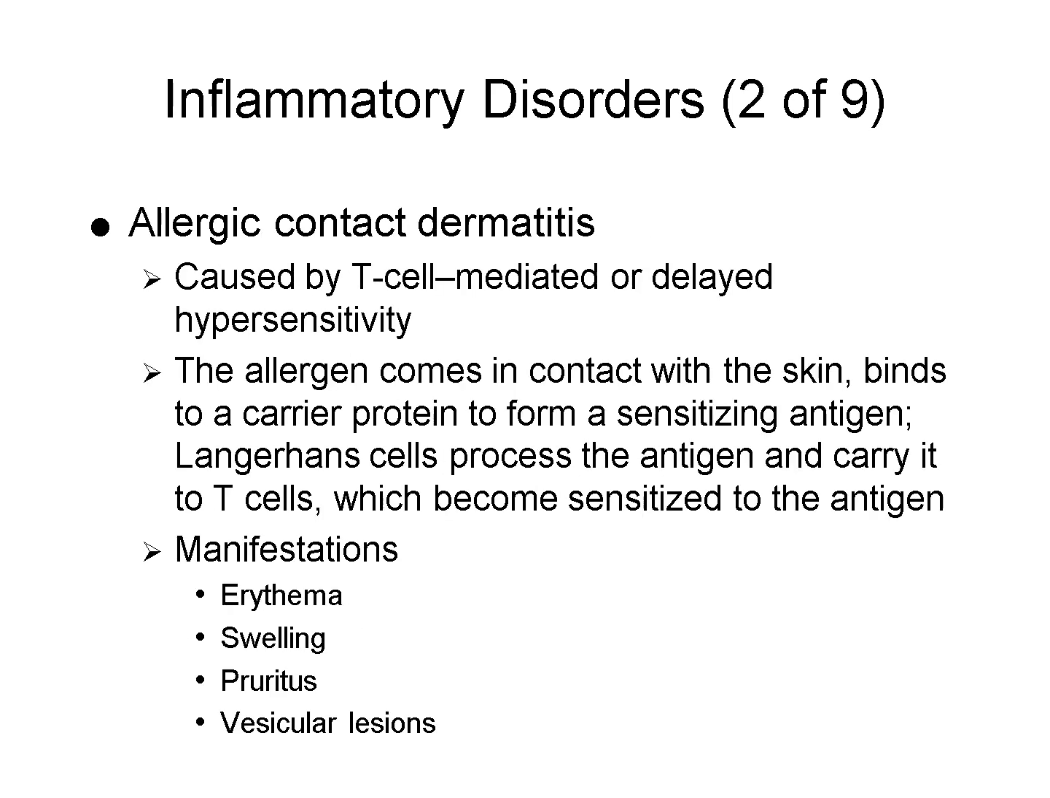Allergic contact dermatitis is a delayed hypersensitivity reaction mediated by T cells. It begins when an allergen binds to skin proteins, forming a complex that sensitizes the immune system. Symptoms include redness, swelling, itching, and vesicles. Common allergens include nickel, poison ivy, and fragrances.